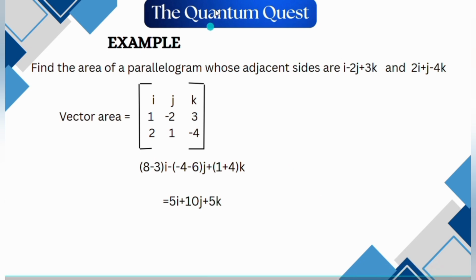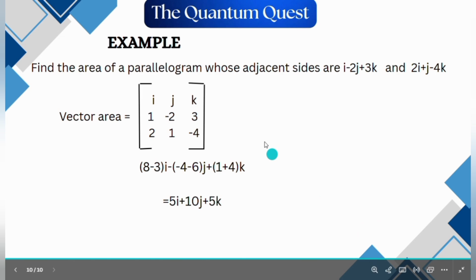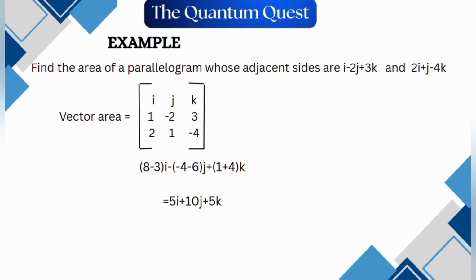So vector area equals determinant i, j, k, 1, minus 2, 3, 2, 1, minus 4, equal to i into (minus 2 into minus 4 minus 1 into 3) minus j into (1 into minus 4 minus 2 into 3) plus k into (1 into 1 minus 2 into minus 2), equal to (8 minus 3) i minus (minus 4 minus 6) j plus (1 plus 4) k, equal to 5i plus 10j plus 5k.